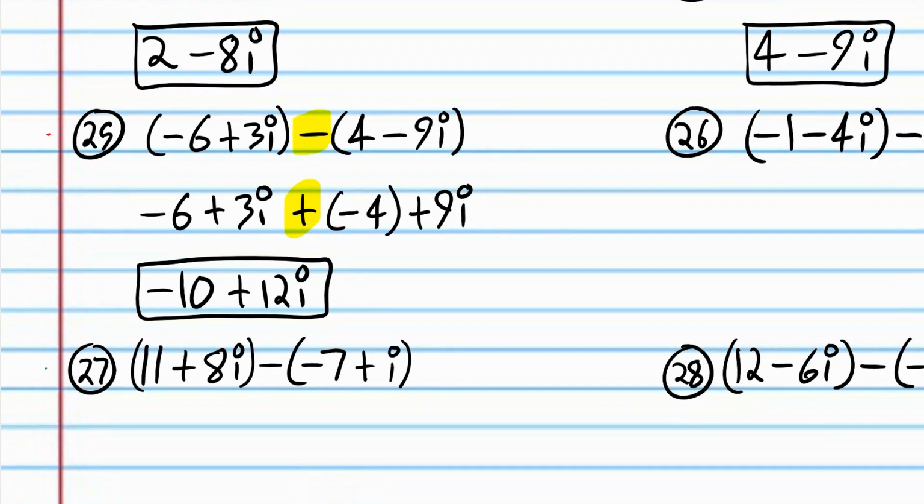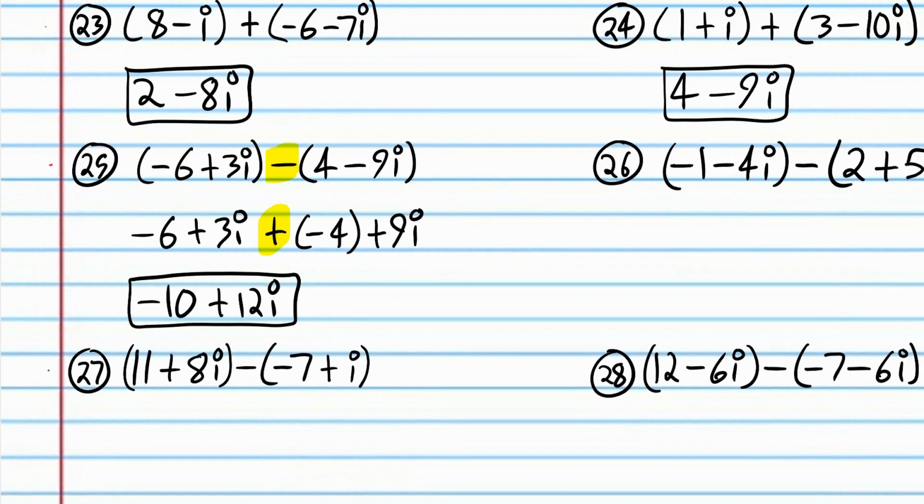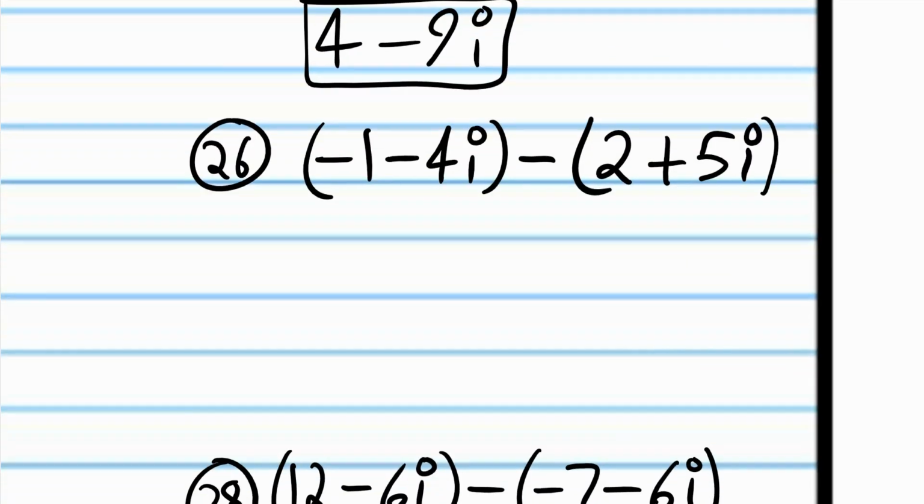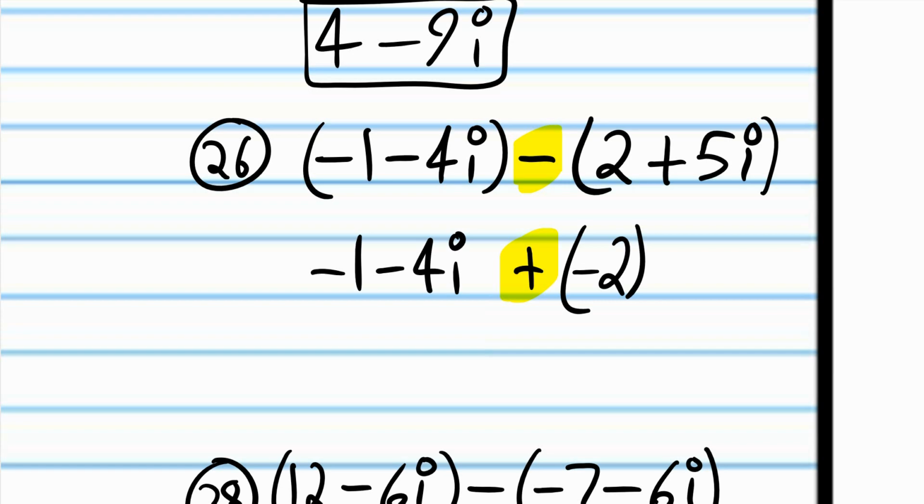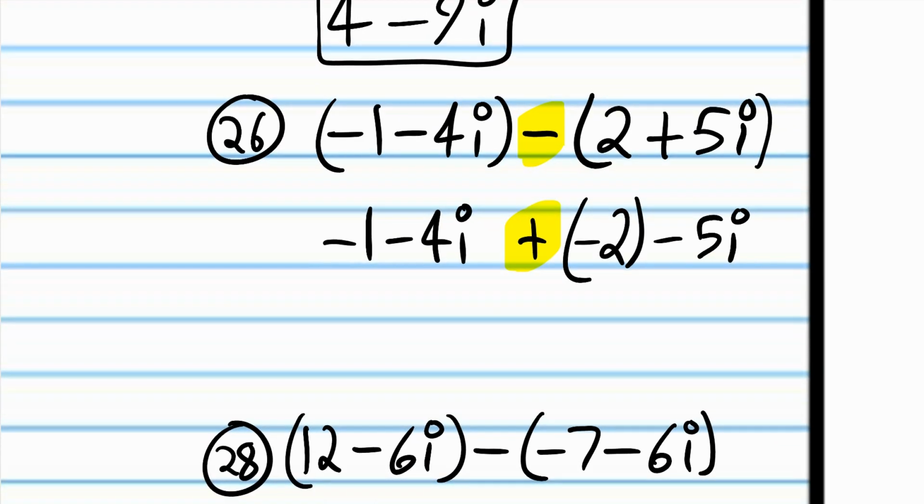All right? So let's do another one of those together. Again, you can get rid of the parentheses. Change this number to a positive. And you can get rid of the parentheses, and that's a positive 2, but it's going to change to negative 2. And that's a positive 5i, so you're going to have to change it to negative 5i. All right? So negative 1 plus negative 2 is negative 3, and negative 4i plus negative 5i is negative 9i.